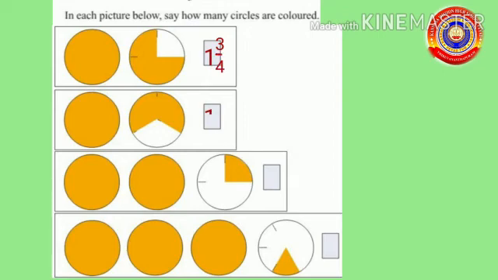In the next question, here one whole circle is colored and 2 by 3 part of the another circle is colored. Then the fraction is equal to 1 and 2 by 3. In the third question, two whole circles are colored and 1 by 4 part of the third circle is also colored. Then the fraction is equal to 2 and 1 by 4. In the fourth question, three whole circles are colored and 1 by 6 part of the fourth circle is also colored. Then the fraction is equal to 3 and 1 by 6. Is it clear for you?